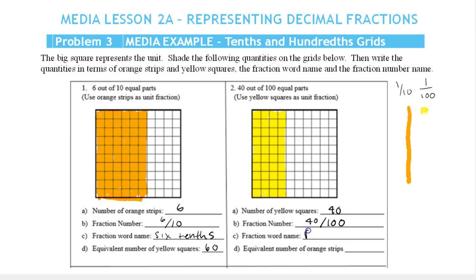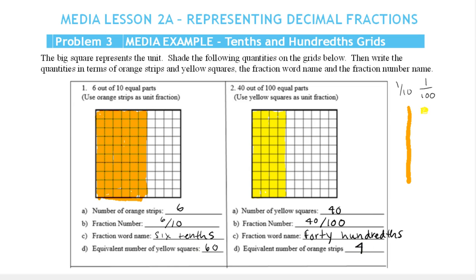And that's how we say the word name: 40 for the numerator, and hundredths with the THS at the end for the denominator of 100. And now they ask us to find the equivalent number of orange strips. Well, if we had done this in orange strips, notice there'd be 1, 2, 3, 4 orange strips.